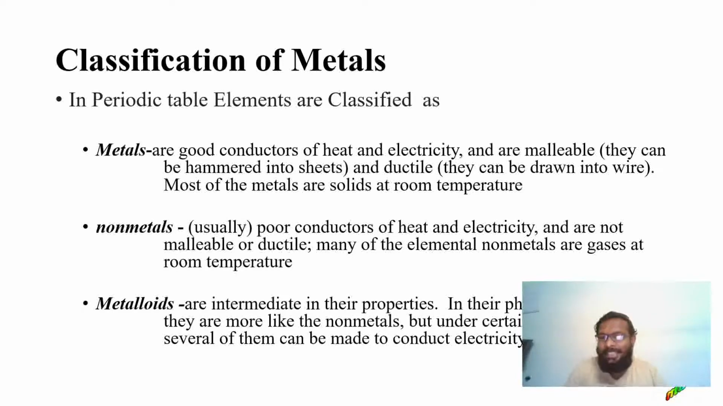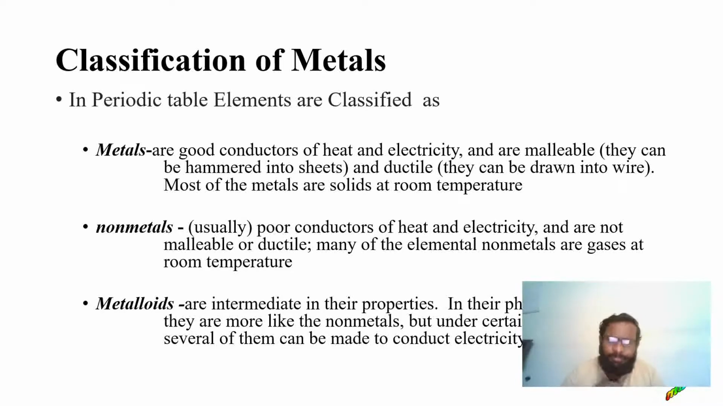But non-metals are exactly the opposite of metals. So if metals are strong in nature, these non-metals are soft in nature. These metals are good conductors of heat and electricity, but these non-metals are not good conductors of heat and electricity. The metals have the property of ductility, and these non-metals do not have the property of ductility. We will discuss properties like solidity and ductility in detail in the next slide.